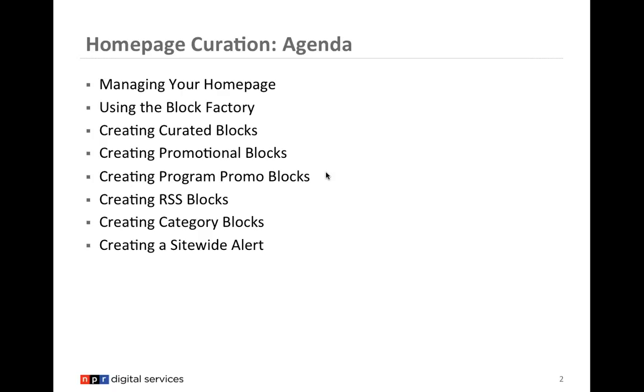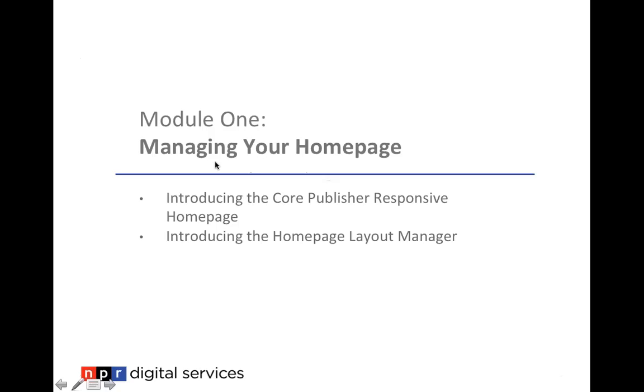So, on the agenda for today's training, we're going to cover managing your homepage. Then we're going to talk about the block factory in general. And then we're going to talk about all the different types of content blocks that you can create: curated blocks, promotional, program promo, RSS, and category. And then we're going to finish up by talking about the site-wide alert.